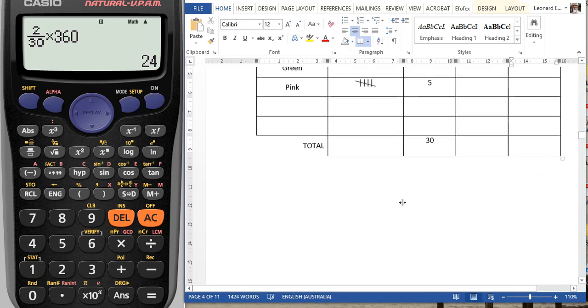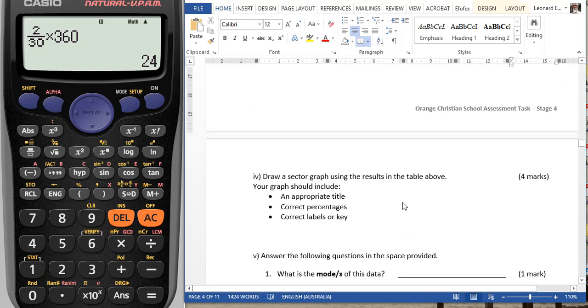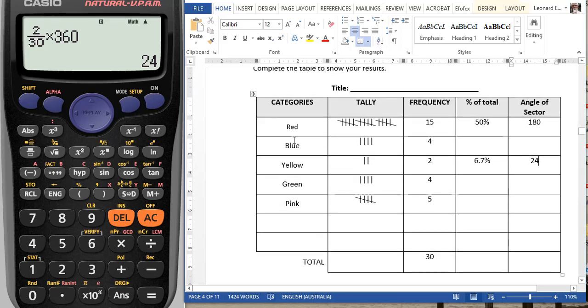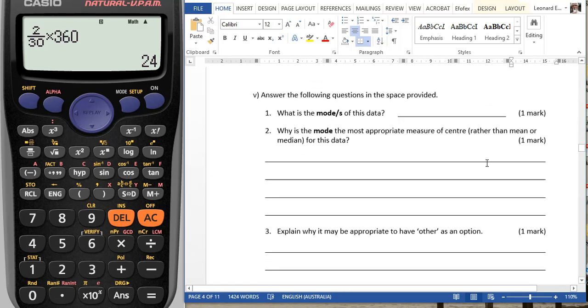So below I need to draw a sector graph, which would be a circle. I'd need to have a title. I would need labels and also the percentages that I've calculated here. So my labels would be my categories. My angle determines how big the sector is, and then I'd be writing my percentages.